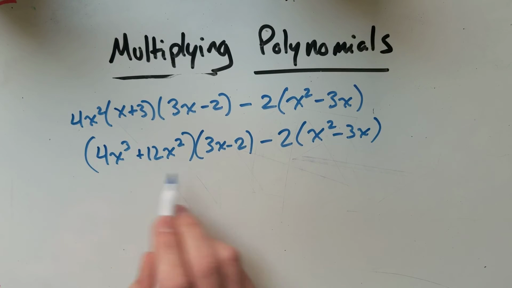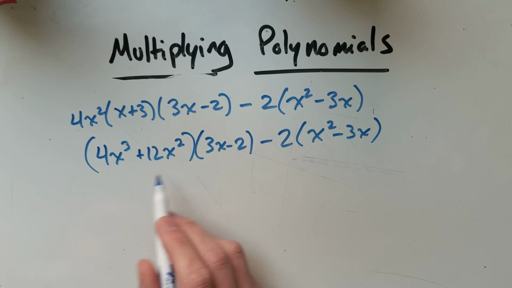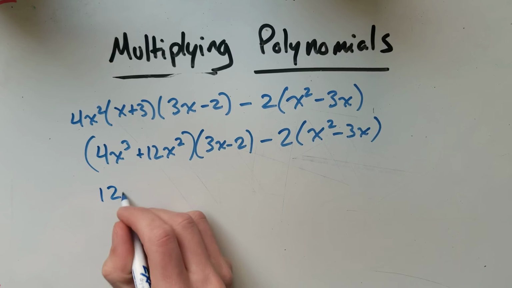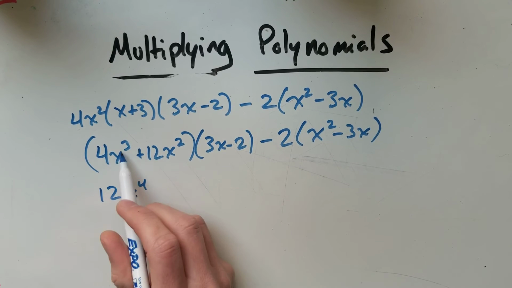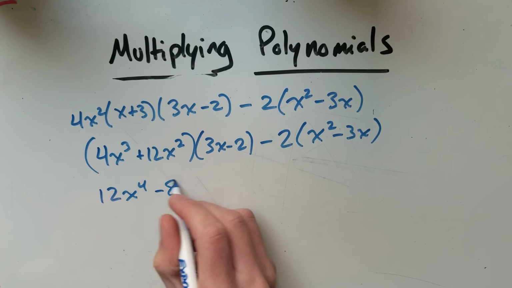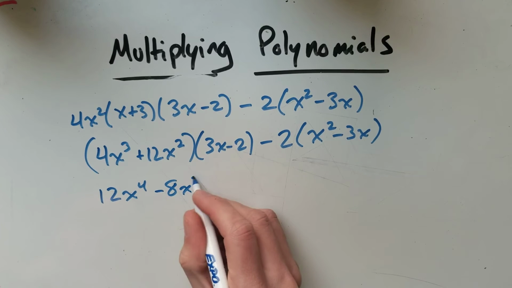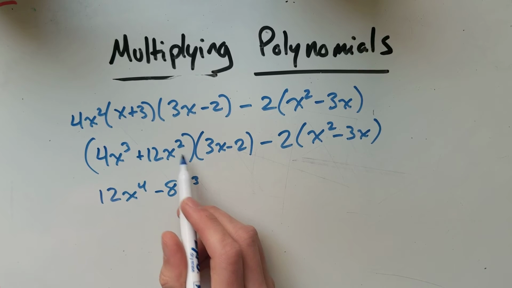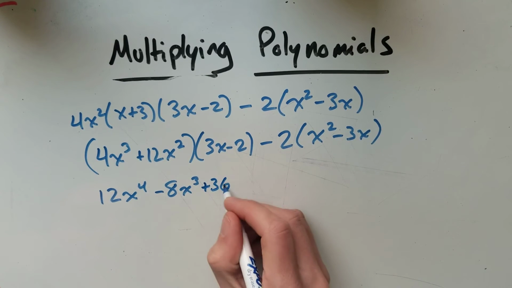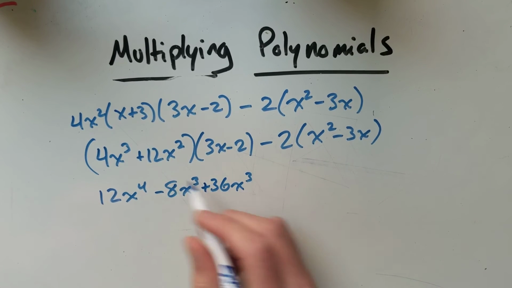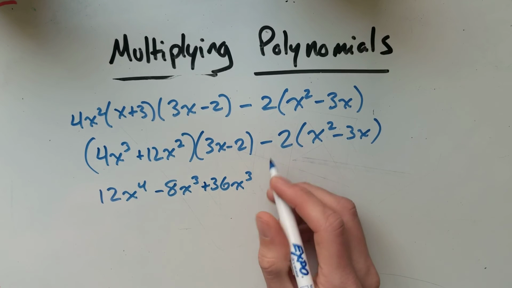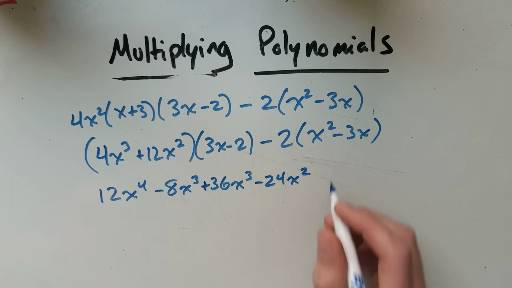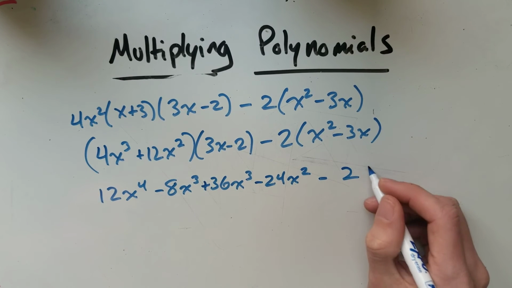So now you can use FOIL if you want. I'll just go through term by term. 4x cubed times 3x, well, that should get you 12x to the fourth. 4x cubed times negative 2 is minus 8x to the third. Now on to our next term. 12x squared times 3x should be 36x to the third. 12x squared times negative 2 is going to be negative 24x squared. And we're still subtracting all of this over here.